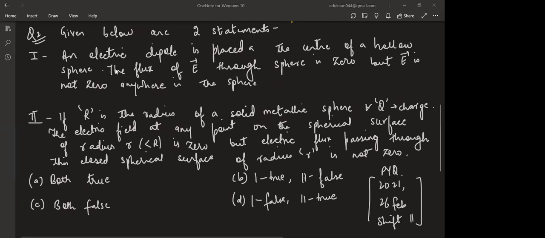Yes, class, it looks like a very long question, but if you just go by the details of what has been written, you will be able to figure out that it's not very difficult, and the calculation part is also not lengthy. So see both the statements, let me know whatever is your answer. Both are true, both are false, first true second false, second true first false. Let me know.